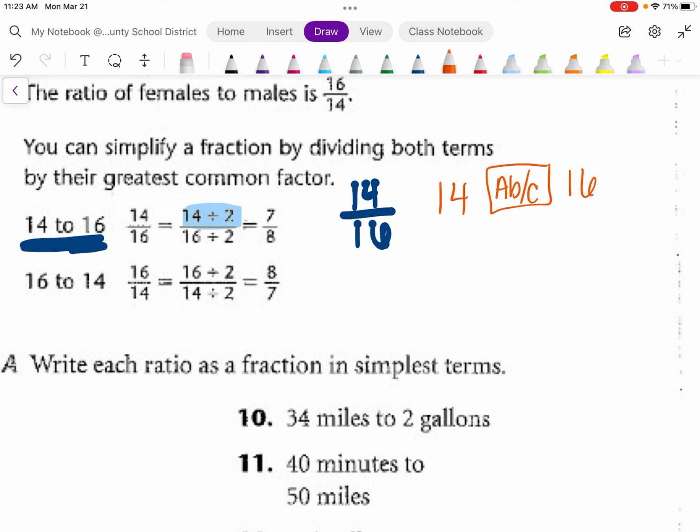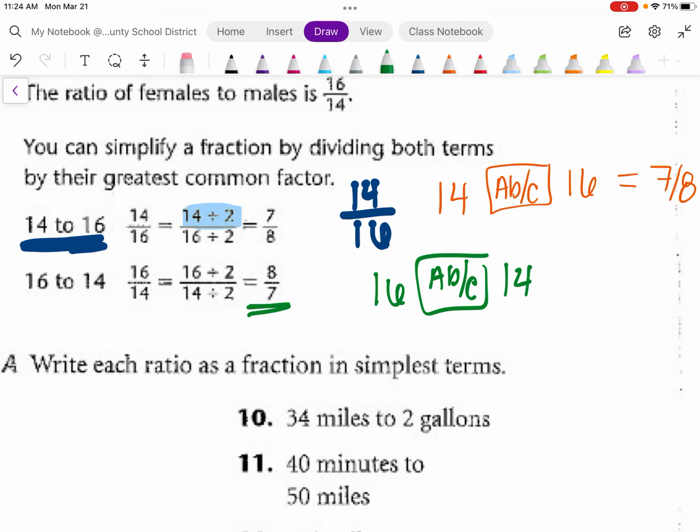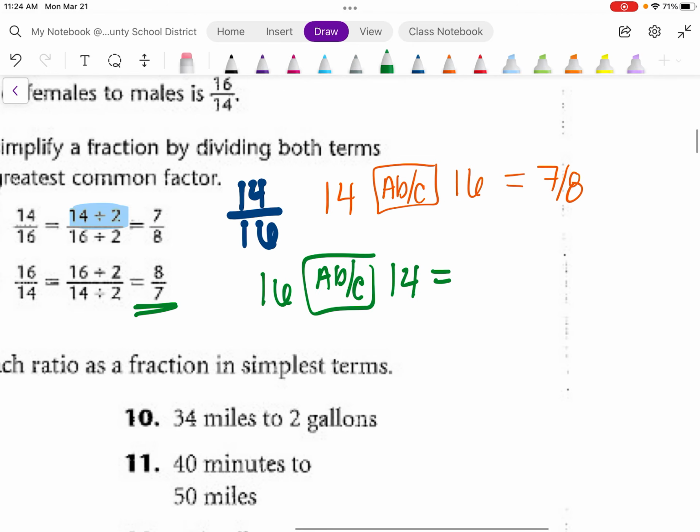and then 16, enter, and that should give you 7/8. When you are doing something like this, so entering 16, ABC 14, you're going to notice that the calculator gives you a mixed number. It's going to say 1U1-7. So this is saying 1 1/7.